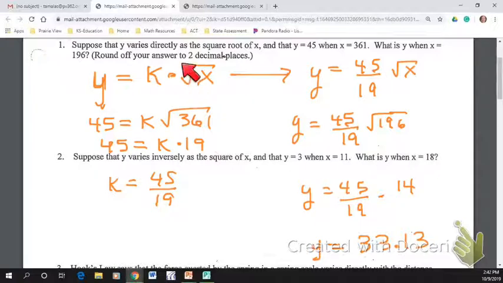It says round your answer to 2 decimal places. Make sure you read the directions because they'll have you rounding to different places every time. Okay? So that's your answer, 33.16.